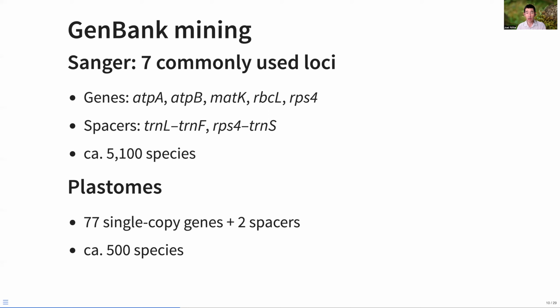The other category of data are full plastomes, and that includes 77 single copy genes and then the 2 same spacers. And of course, this is far fewer species.